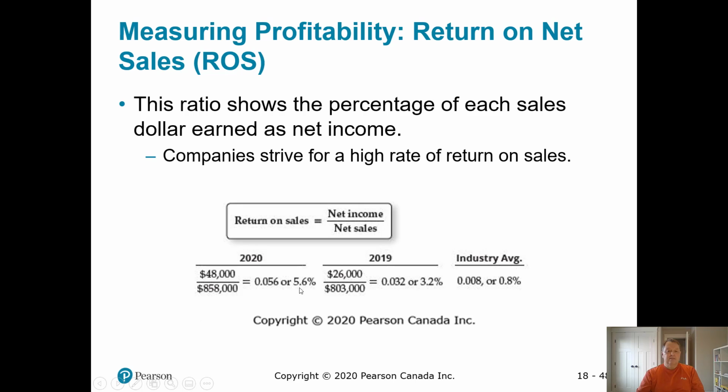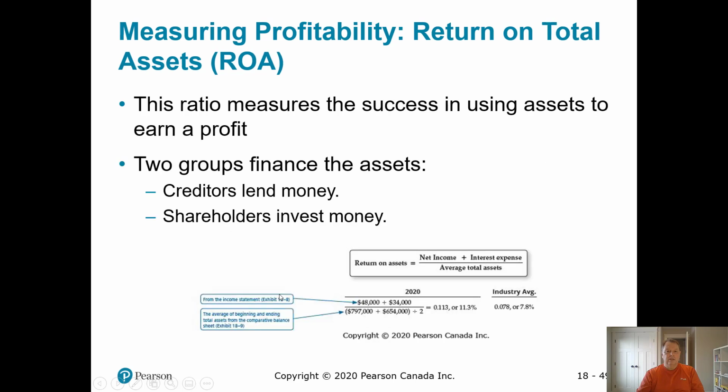So in this case, 5.6% of the sales end up as net income. In 2019, it was only 3.2%. And the industry average is only 0.8%. So this company is doing well. It's translating a lot of its sales into net income on its bottom line. So it's good.